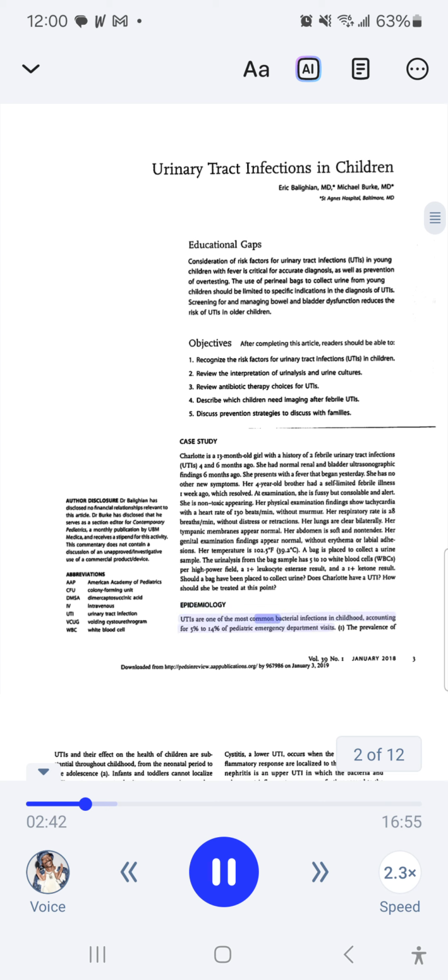Epidemiology. UTIs are one of the most common bacterial infections in childhood, accounting for 5% to 14% of pediatric emergency department visits.